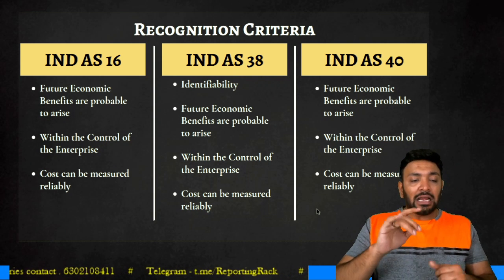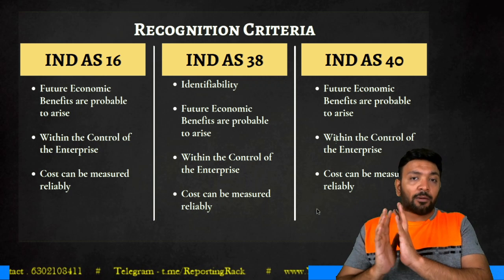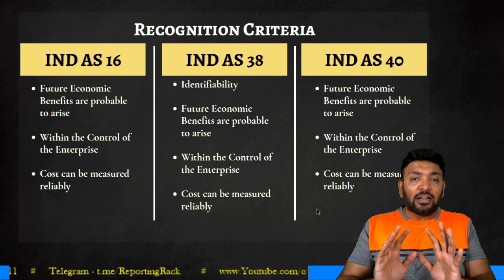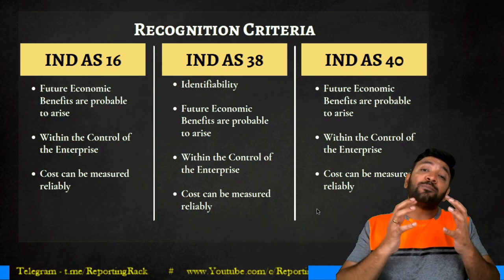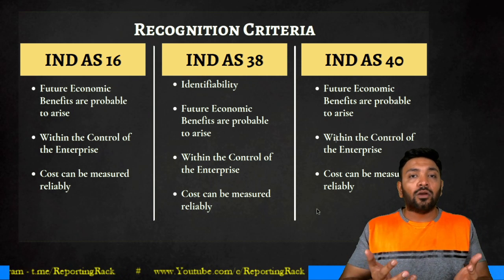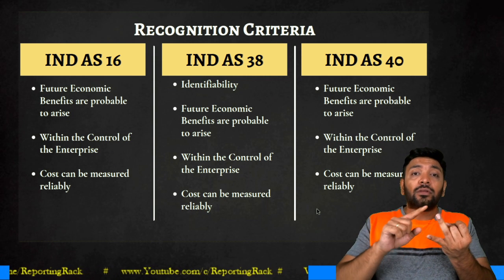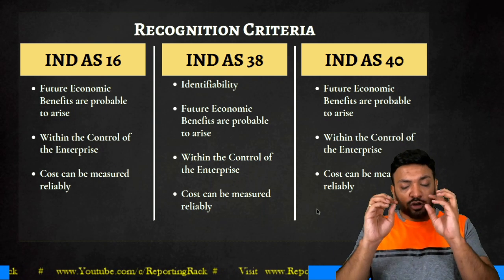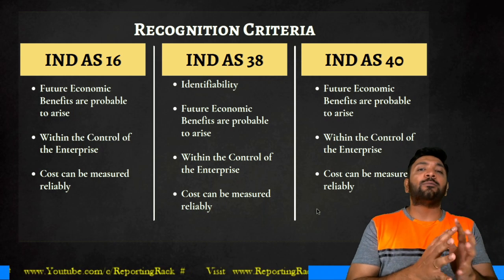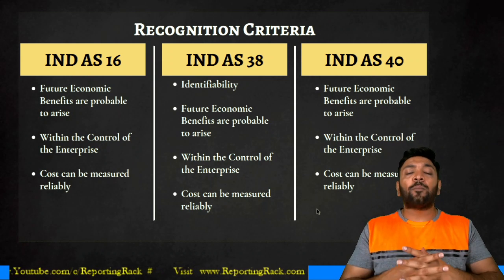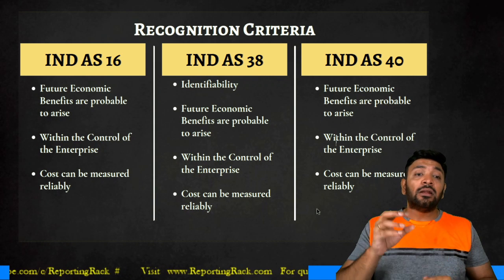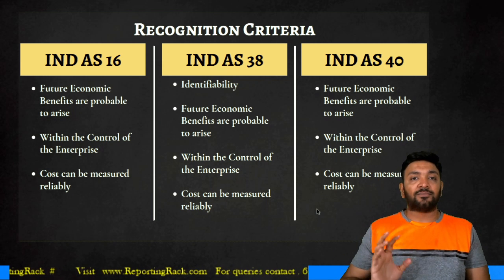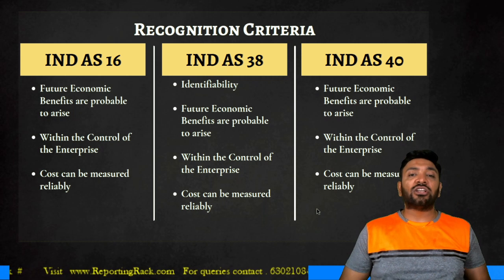That means when I say probability of future economic benefits, I'm saying I expect economic benefits to arise. But I don't know when I will get the benefit, or how much benefit I will derive. The timing and the quantity of benefit are unknown. I cannot quantify that this much benefit I will get in this year. It is not possible for me to measure with certainty. That is why he uses the words future economic benefits are probable to arise. First part.